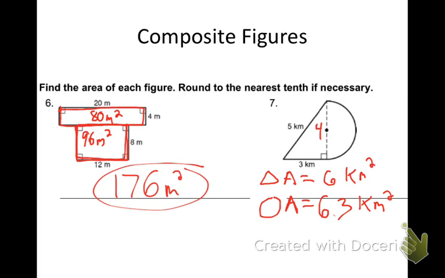There's the area of the semicircle. And then how do I find the area of the total figure? What would you do with those two? You would add them, and I get 12.3 kilometers squared. Okay, and again, the circle will throw people for fits just because you have to remember the pi and everything else that goes along with it. Okay.